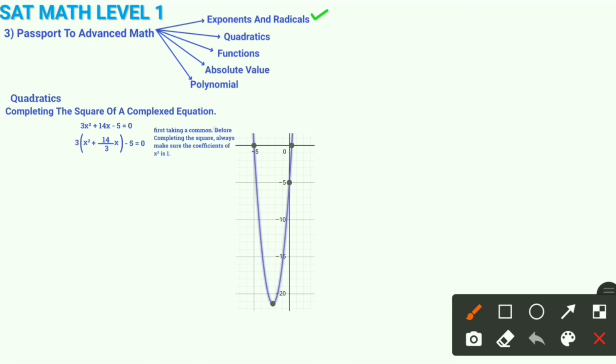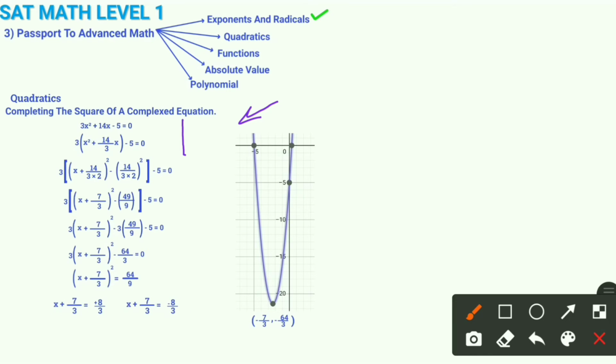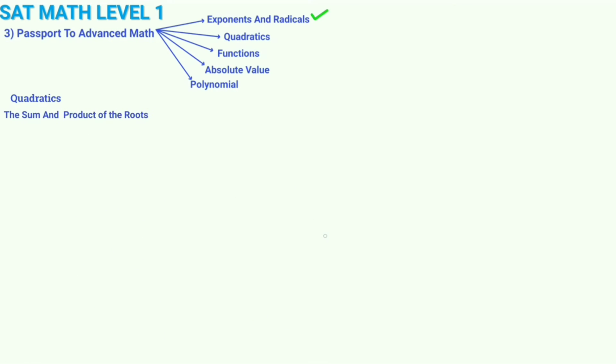Okay, this one is an alternative, the other way around to solve it. Just see it carefully. I first of all just take the common factor, and then you get the roots. You got the coordinates and you got the roots as well.